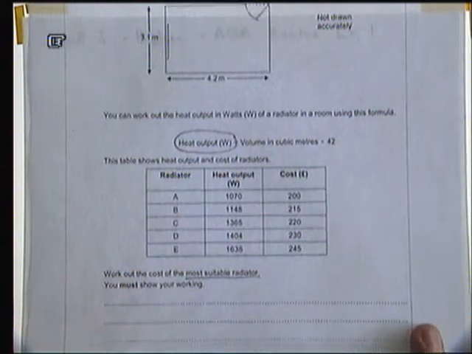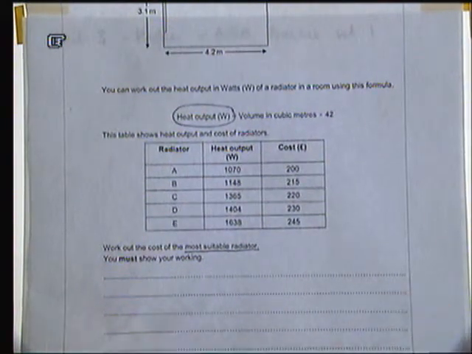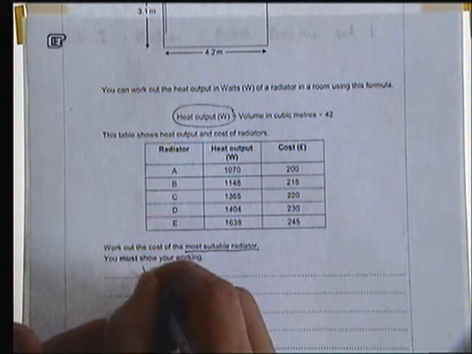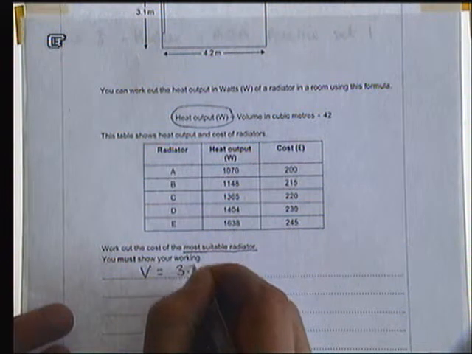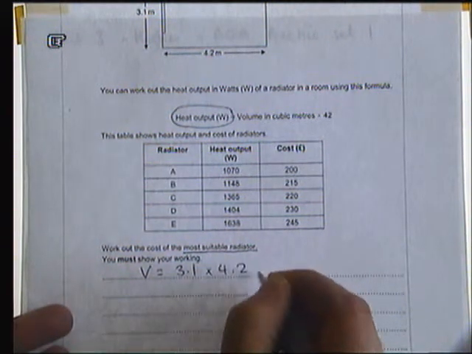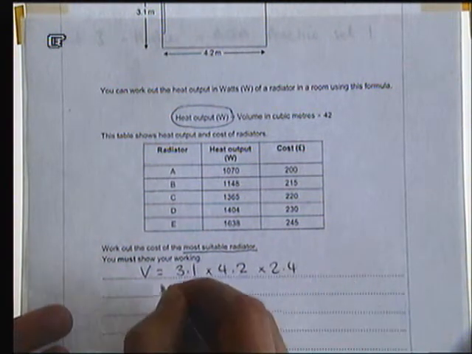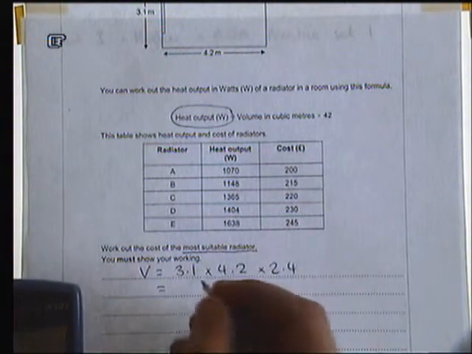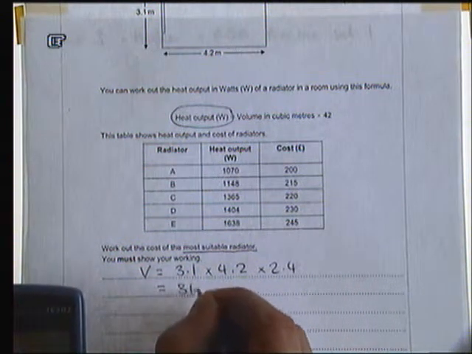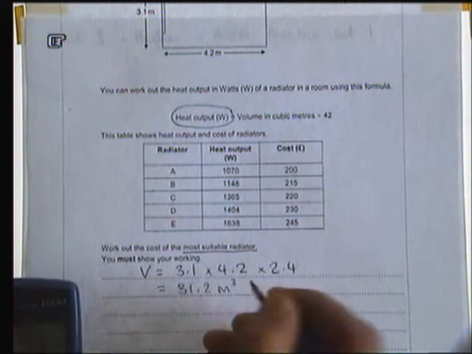So we're going to take that formula, length times width times height. The volume of her room is going to be 3.1 times 4.2 times 2.4. If you multiply those on the calculator, 3.1 multiplied by 4.2 times 2.4, you get the answer 31.2 meters cubed.